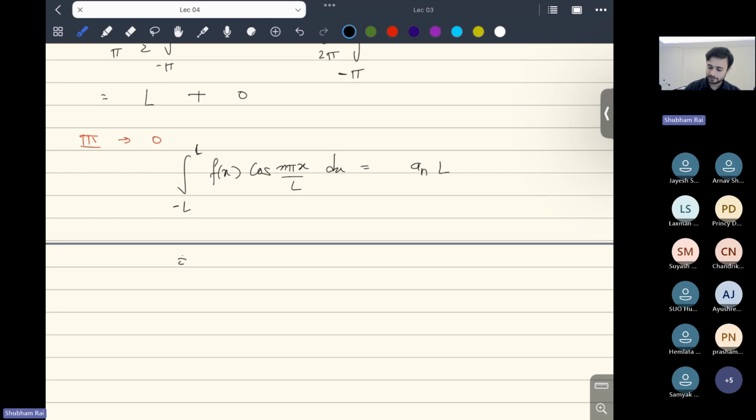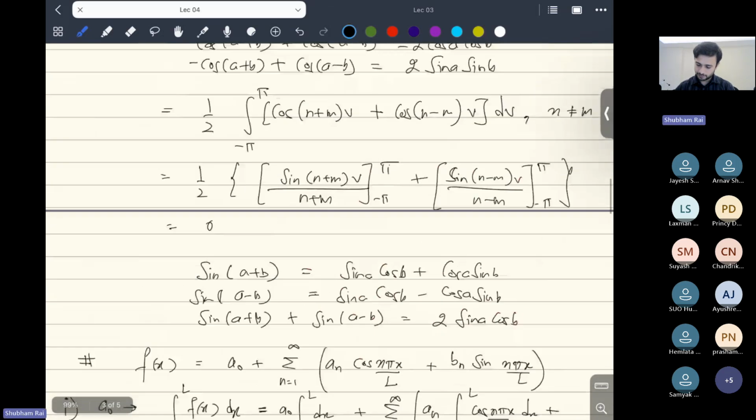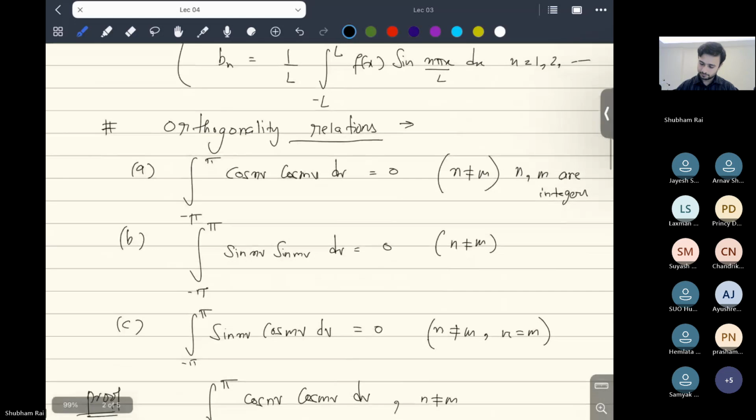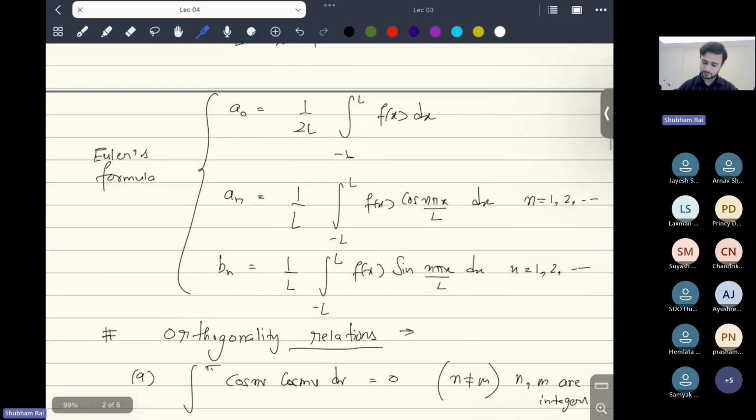So finally, you will get the expression of an, which is 1 by L, integral from minus L to L of f of x cosine n pi x by L into dx, right? So you will get the expression of an, which is the same expression that we have written here.